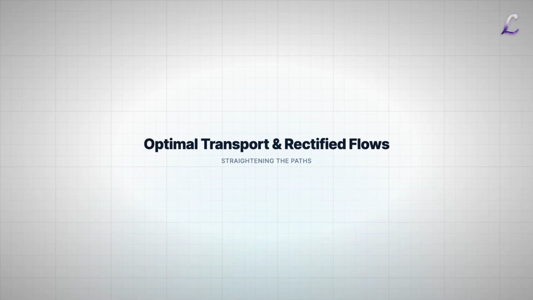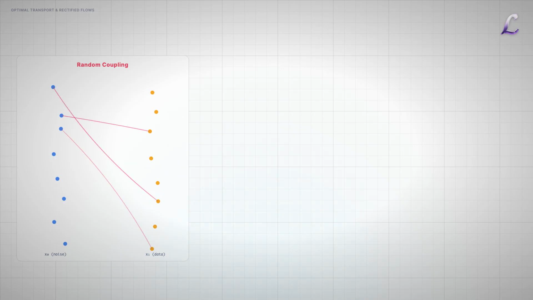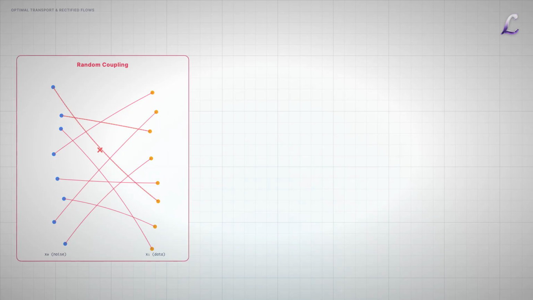There is a subtlety we glossed over. How do we pair the noise and the data? In basic flow matching, we pair them randomly. This causes a problem. Paths cross. Imagine x0 moves to x1, and nearby y0 moves to a distant y1. Their paths intersect. Since an ODE cannot have two velocities at the same point, the learned field becomes an average, and the resulting trajectories curve to accommodate the conflict.